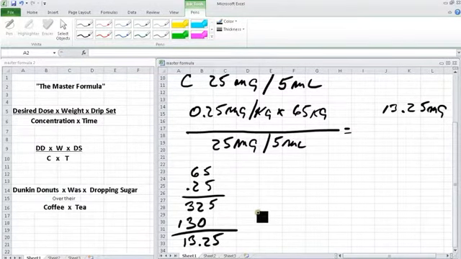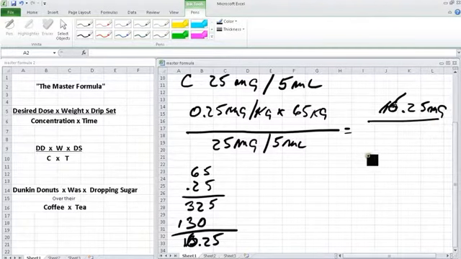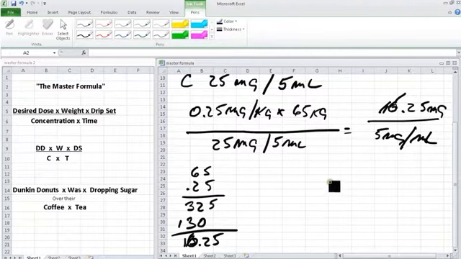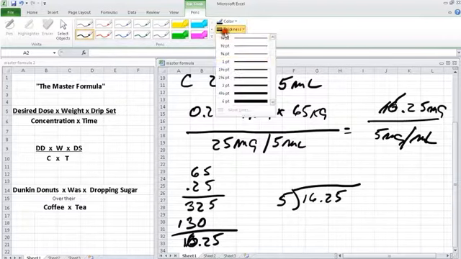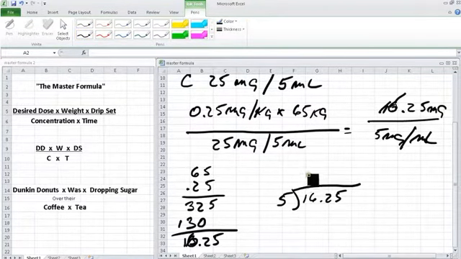Oops. I made a mistake. This should be 16 over here. 16.25 milligrams. And then this should be 5 milligrams over 1 mL. So the last thing, I have to divide 5 into the 16.25. Five goes into 16 three times.